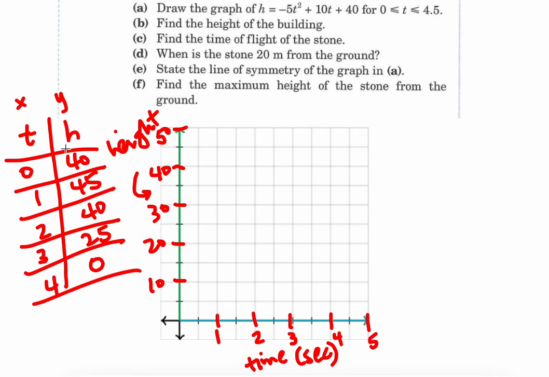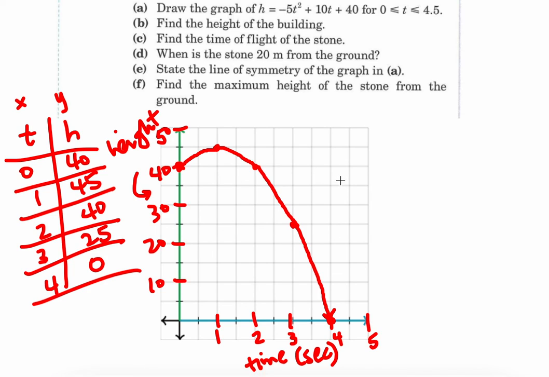At 0 for time, the height was 40. So right there. After 1 second, it's 45. After 2 seconds, it's 40. After 3 seconds, it's 25. And after 4 seconds, it's 0. Okay, so now I can connect these, and I have, whoop, it's a little harder to make sure that it's accurate. But there's my quadratic. Okay, so there's my graph.